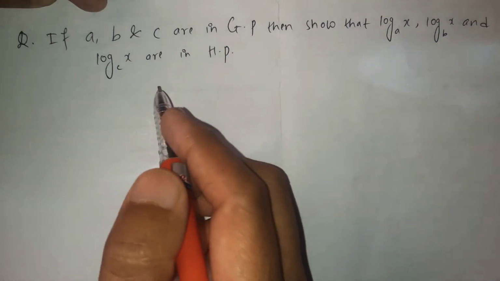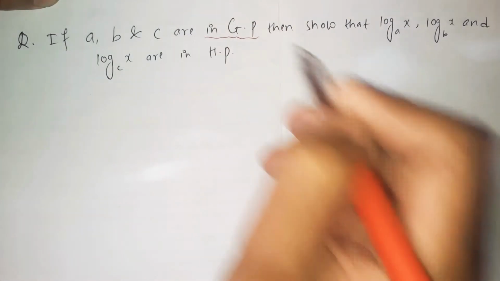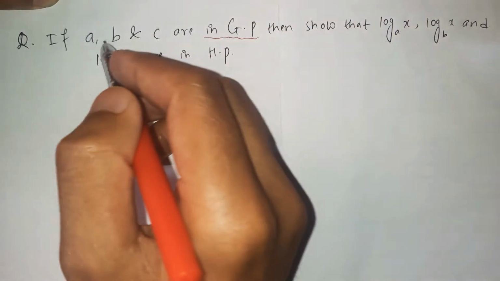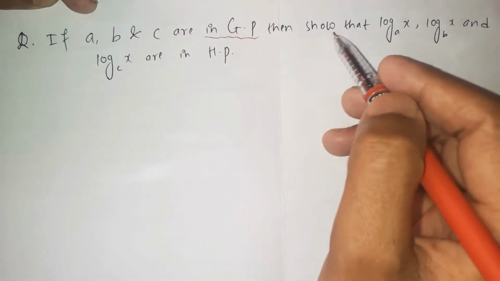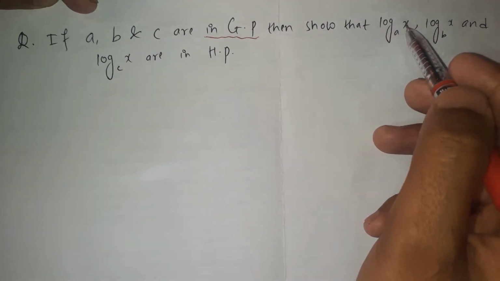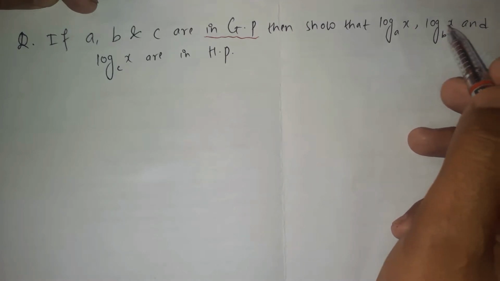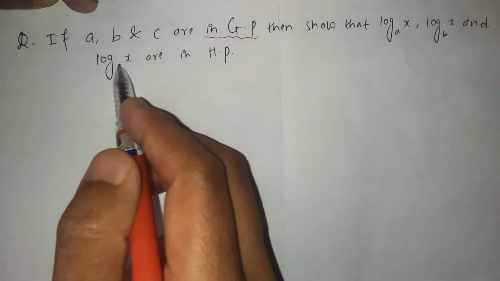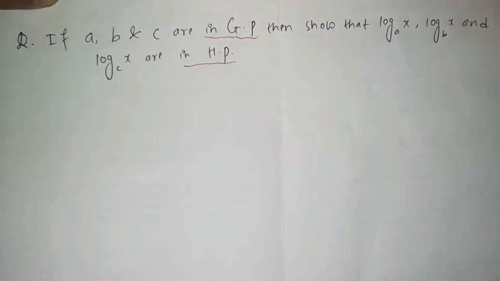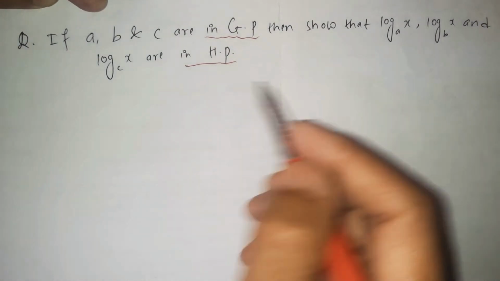Here the question is: if a, b and c are in geometric progression, which is shortly represented by GP, then we have to show that log with base a of any number x, log with base b of that number, and log with base c of that number are in HP, harmonic progression.